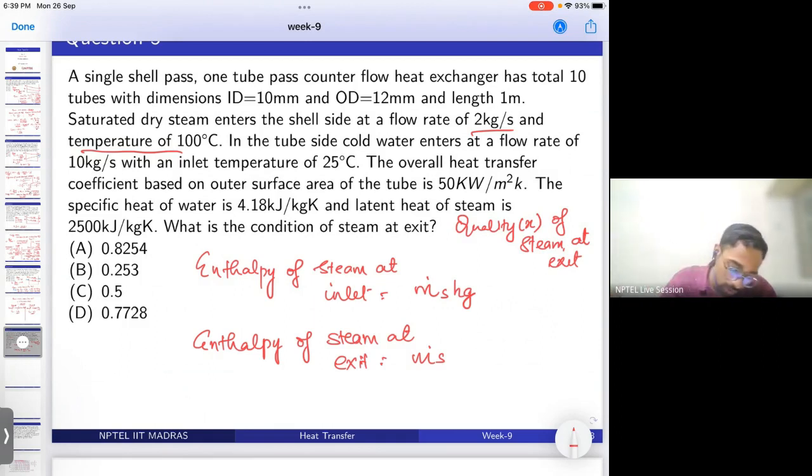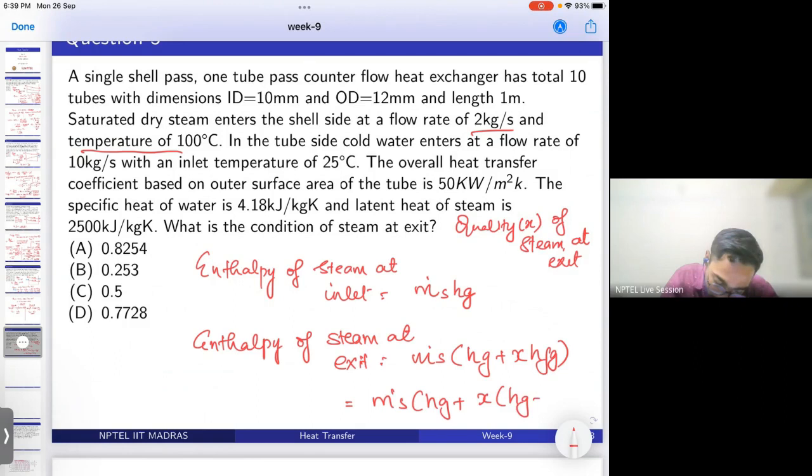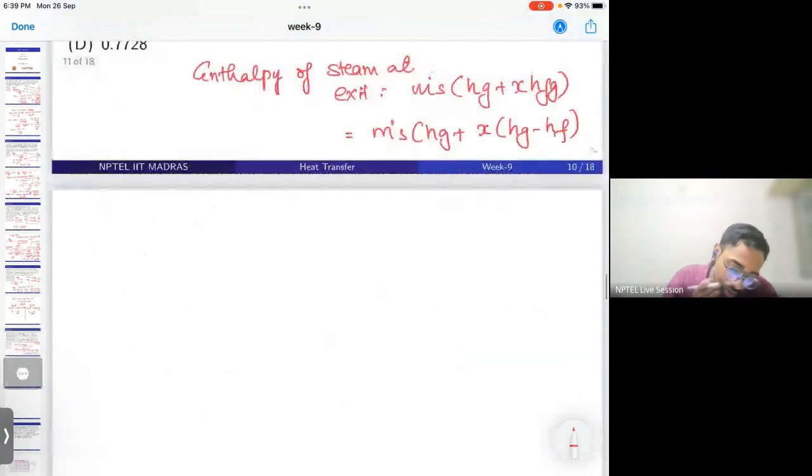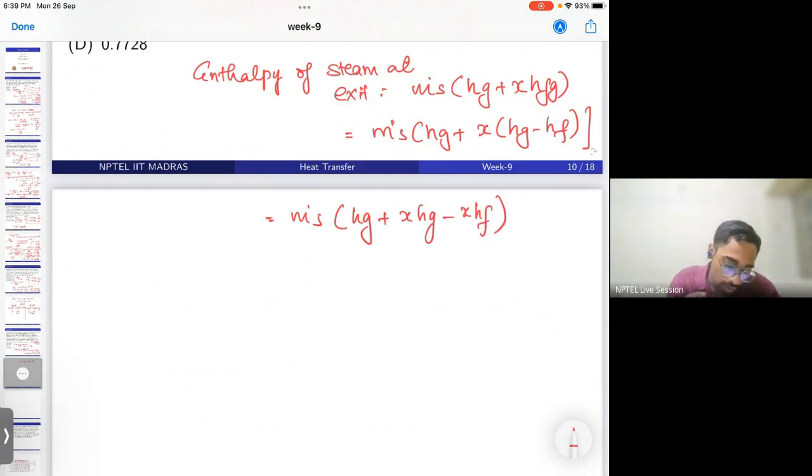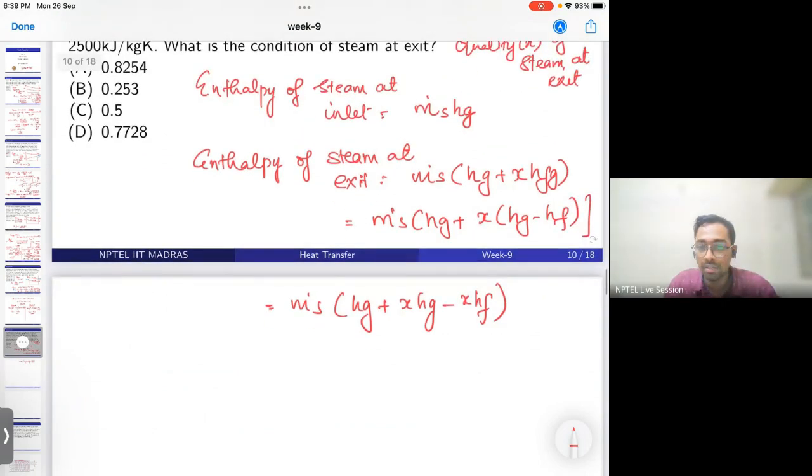In that case, how are we defining enthalpy? That is Hf plus X times Hfg, right? What is Hfg? Hf plus X times Hg minus Hf. So if we expand this, m dot s is equal to Hf plus X Hg minus X Hf. So this is the enthalpy of steam at exit.